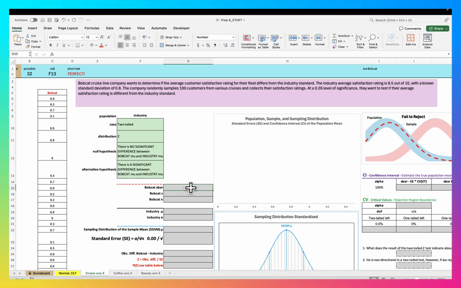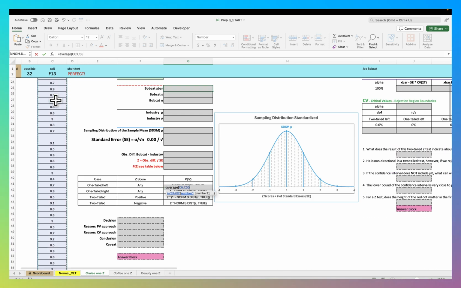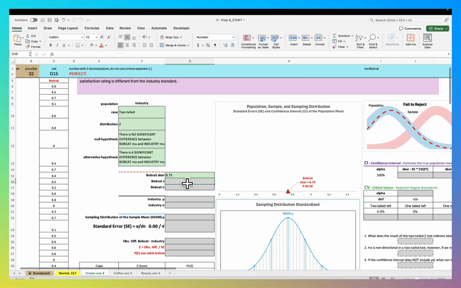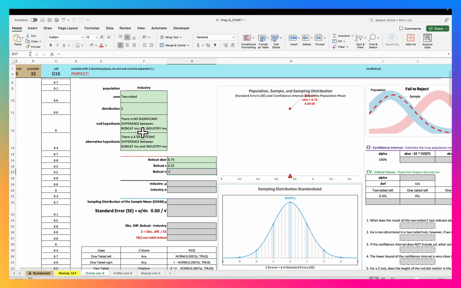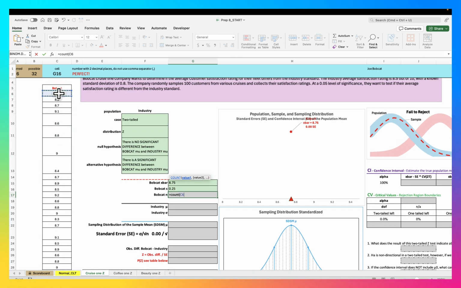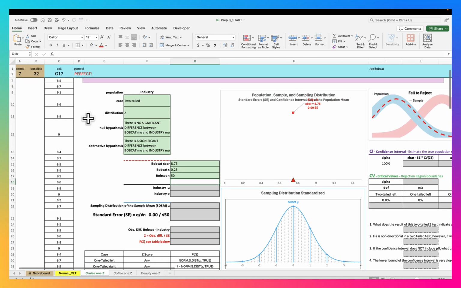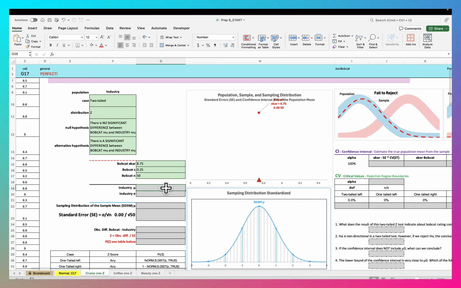Okay, so what's Bobcat X bar? That is the average of all these values. What's the standard deviation? Standard deviation dot S, because it's a sample of all these values. And what's the count? It's the count of all these values. Okay, and then we know the industry mean from the problem, it's 8.5, and the industry standard deviation from the problem is 0.8.